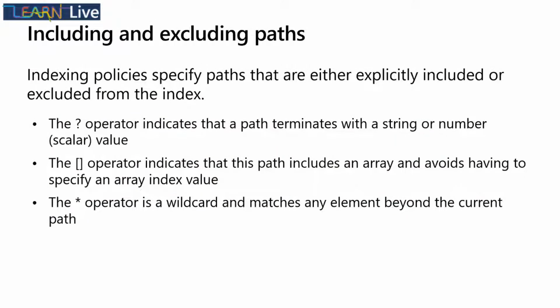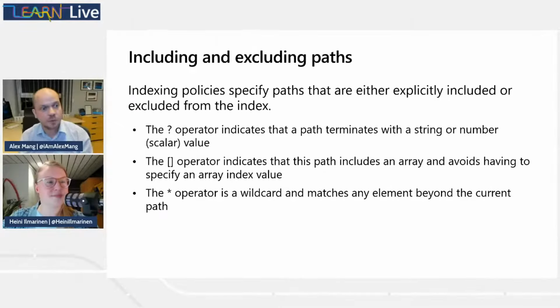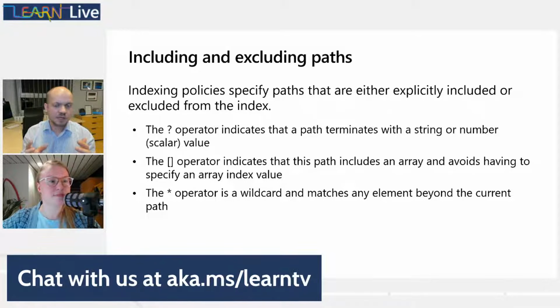The square brackets indicate that this path would include an array inside, like the tags array we saw previously, and therefore avoids having to specify an array index value. And the asterisk operator is a wildcard that matches any element beyond the current path that you're looking at. And when I say path, I'm referring to the property of the root document, which can represent an object that might have its own property itself, right? So a path would be the property of the property of the property, and so on, depending on how many objects you have embedded.